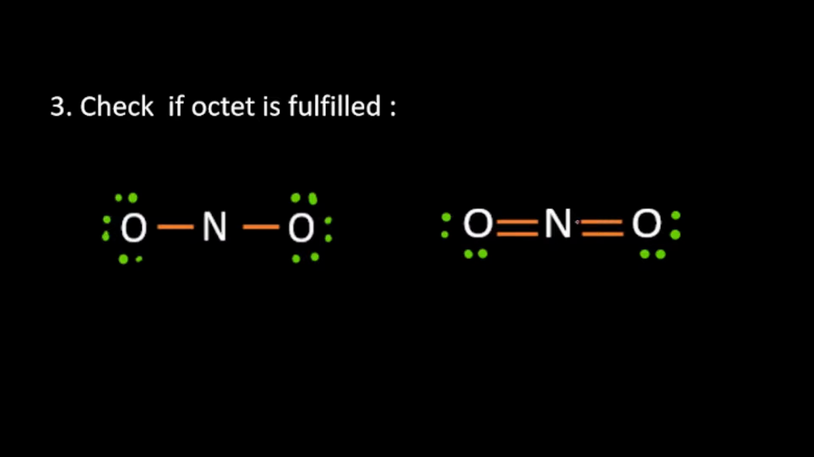Now it is clear that there are 8 electrons in the valence shell of nitrogen, because from these 4 bonds nitrogen will get 4 into 2, 8 electrons. Please note here that after rearranging, oxygen has only 2 lone pairs here, and here also this oxygen has 2 lone pairs after rearranging the electrons, but still they have the complete octet electronic configuration.